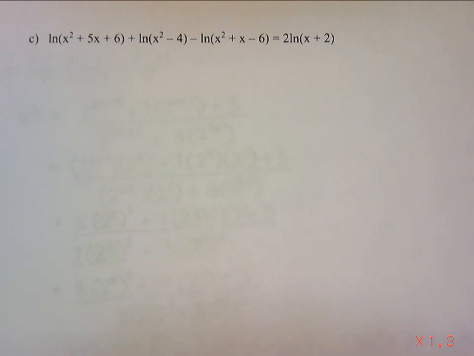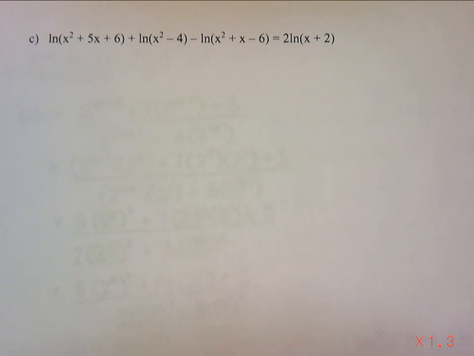In this video, we're going to take a look at proofs with factoring where we are using logarithmic functions. So our example here says ln of x squared plus 5x plus 6 plus ln of x squared minus 4 minus ln of x squared plus x minus 6 equals 2 times ln of x plus 2.